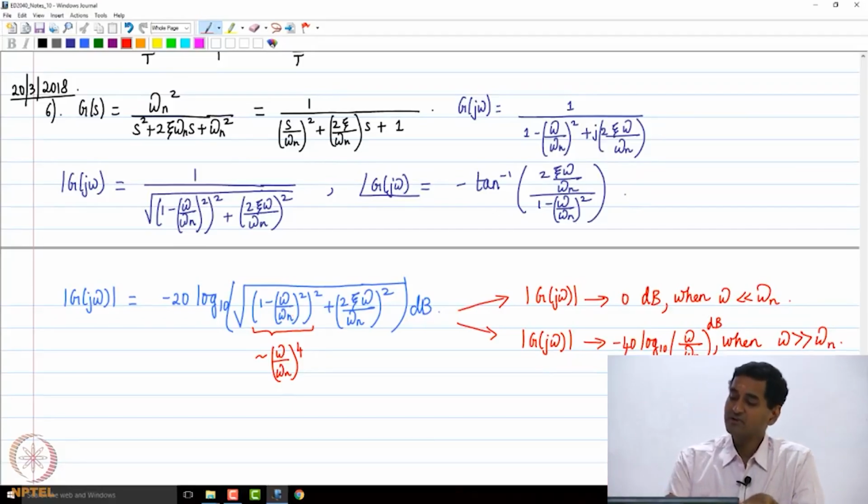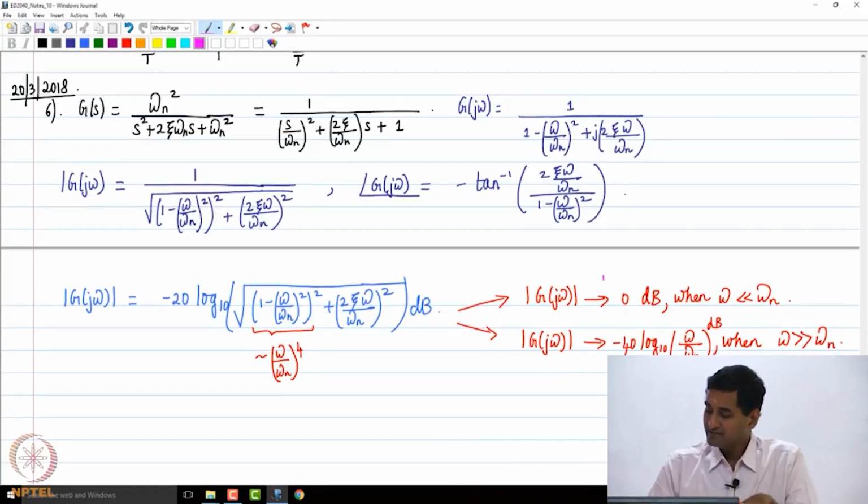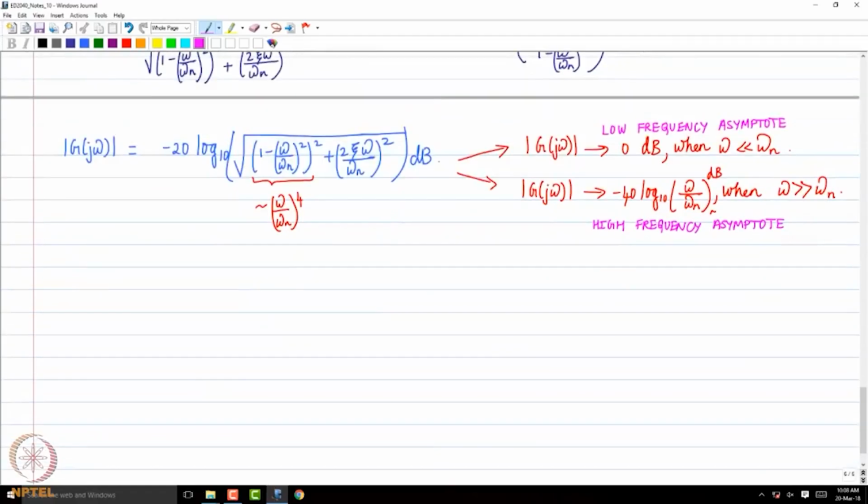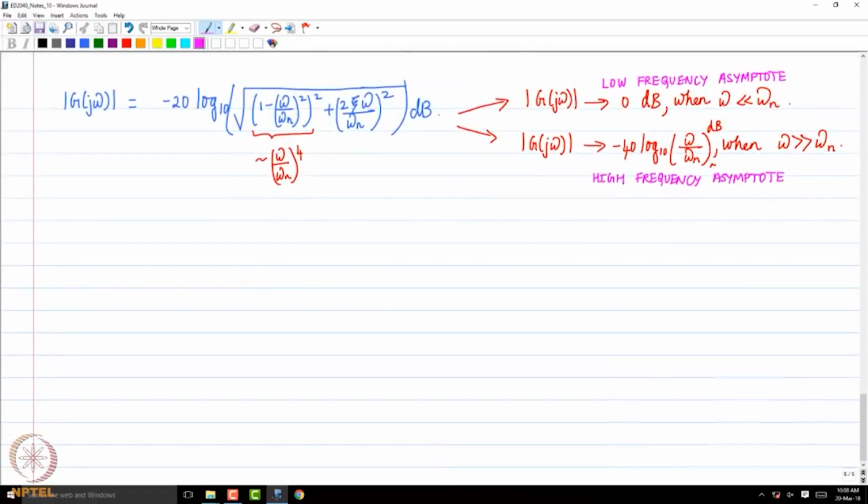So obviously we already know that this one is going to be the low frequency asymptote, right? And this one is going to be the high frequency asymptote, just like what we did yesterday, right? So this is going to be the high frequency asymptote. Okay, so that's what we will have here.